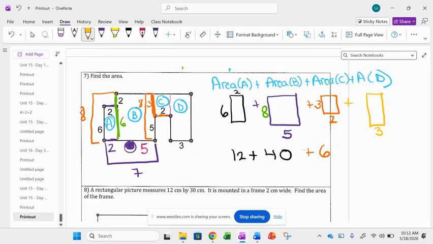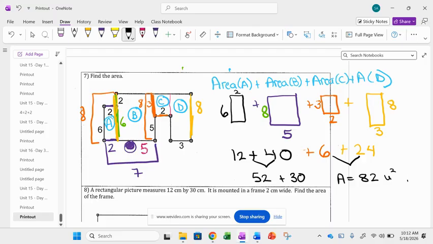Jonah, what do you think the height is of D? Yeah, it's 8 because it's the same height that we've been using, right? That same height we've been using for the total height here. So then our height is 8. So now this area is 24. And now we add 12 plus 40 is 52. 6 plus 24 is 30. So our area is going to be 82 units squared.